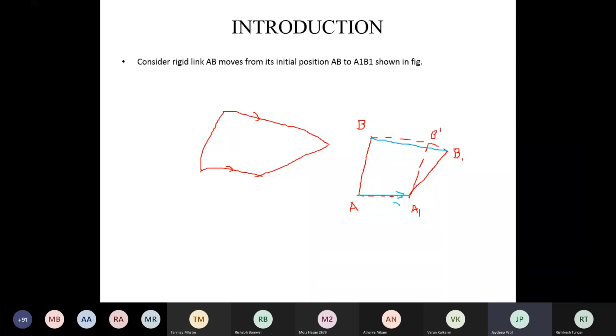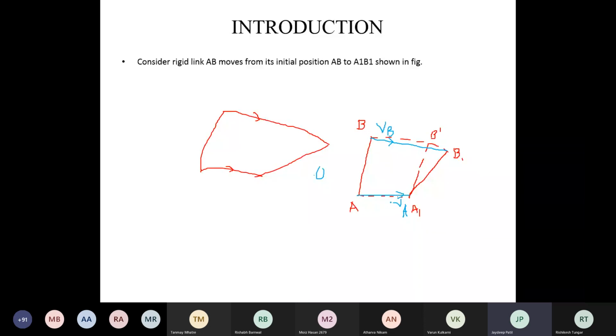Now this is the velocity of A with respect to a fixed point, suppose O. Here the fixed point is O. And this is the velocity of B. The motion of B here is a linear motion from B to B1 and A to A1. Now to find the instantaneous center of rotation of AB.